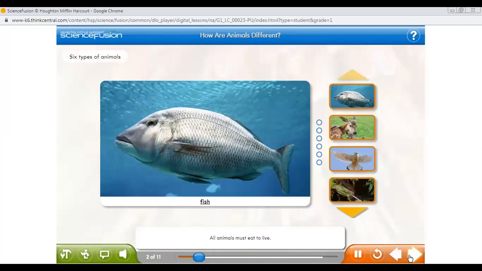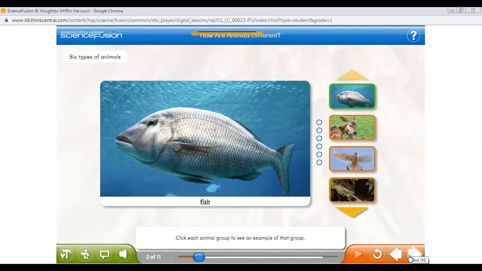All animals must eat to live. Some eat plants, and some eat other animals. They have special parts to help them find and eat food, like mouths, teeth, or claws. Animals also have special body parts for moving, like legs, fins, or tails. And all animals can reproduce. Some hatch from eggs, and some are born without eggs. Click each animal group to see an example of that group.